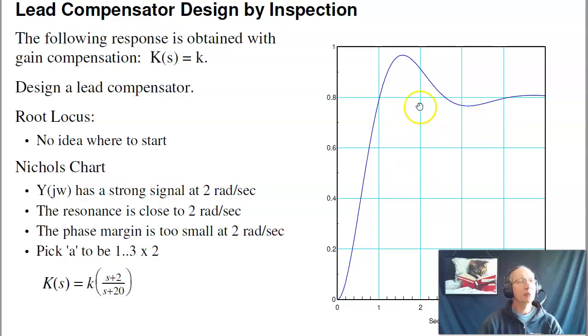My step input has all frequencies, the frequency content is 1 over s. The output has a pretty strong component right here at 2 radians per second. I can see that oscillation. What that means is I'm too close to minus 1 at 2 radians per second. What I need to do is add phase lead at 2 radians per second. So add a lead compensator that adds phase at 2 radians per second. Pick the 0 to be 1 to 3 times 2. I just chose 1, so there's my lead compensator. With that, the overshoot will disappear, add some gain, and I can get a faster system, better tracking, and get my overshoot back.